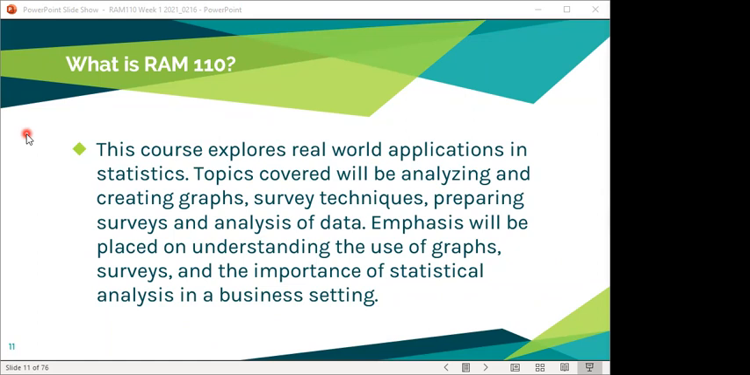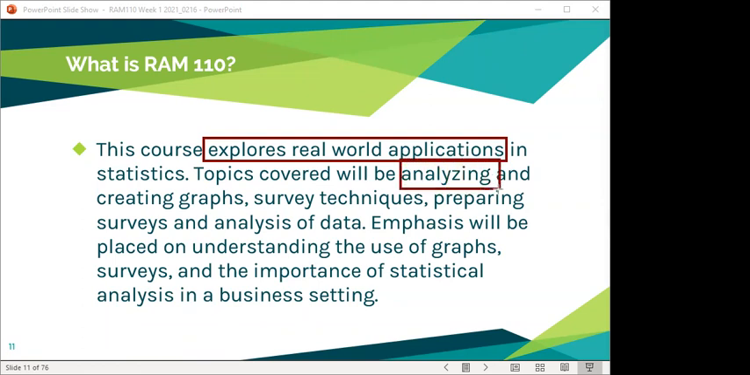So what is RAM110? Well, RAM stands for Research Application Methods. And so we're looking to explore real world applications. So this means we're going to explore some common things that happen in business and is statistically related. So what does statistically mean? Well, it means we're going to analyze, and we're going to study, and we're going to create. Create what? Well, we're going to create graphs. We're going to create survey techniques, or at least understand them.